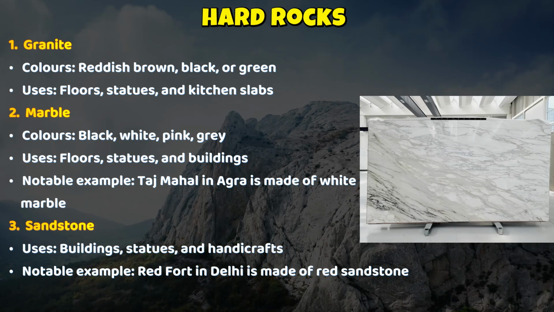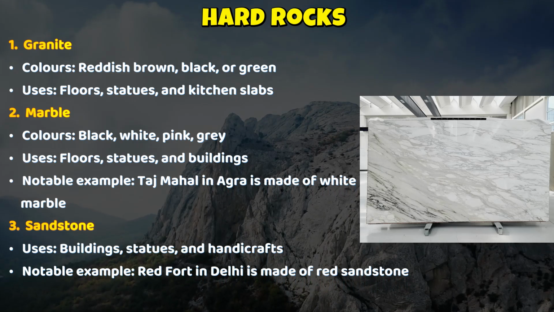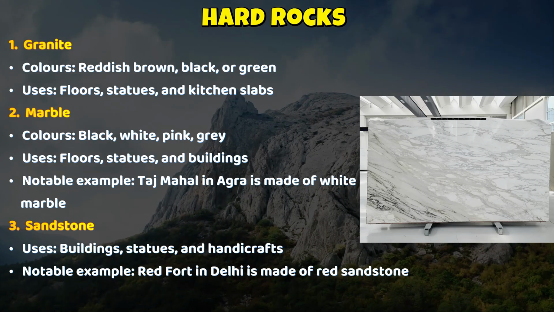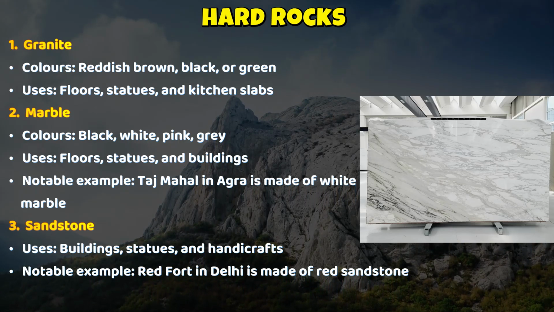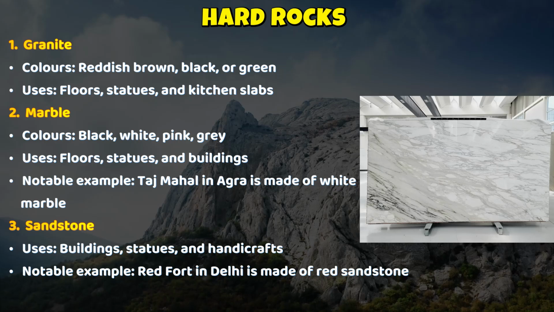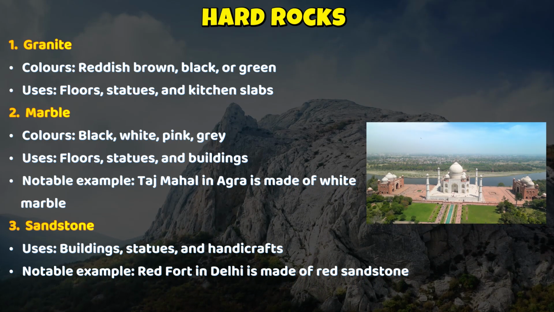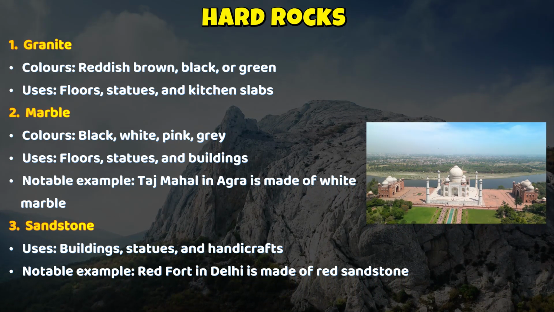Marble. Colors: black, white, pink, grey. Uses: floors, statues, and buildings. Notable example: Taj Mahal in Agra is made of white marble.